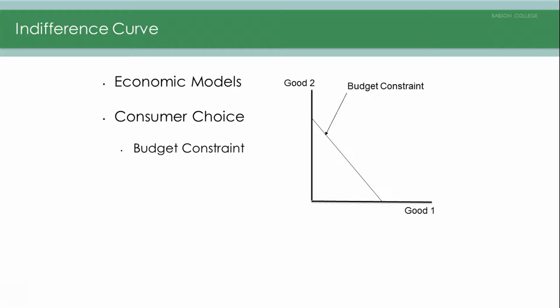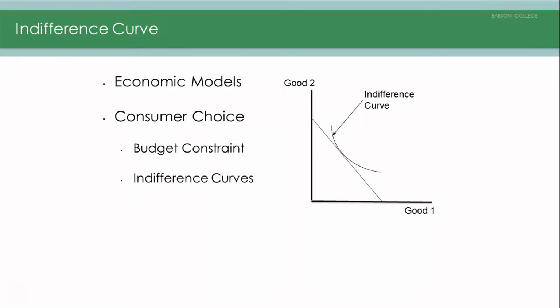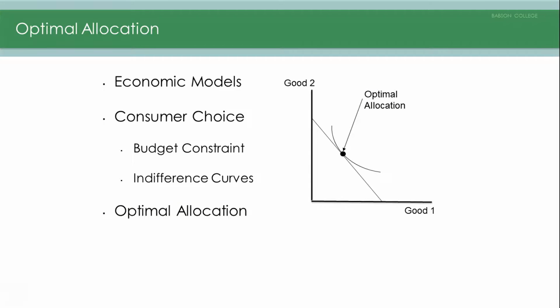In order to think about what's best, that's where we introduce the concept of an indifference curve. The indifference curve is all of the combinations of the two goods that provide the same level of total utility. And so the consumer then is indifferent between all of the combinations of the two goods on the same indifference curve. When we combine the indifference curve with the budget constraint, we can now think about that optimal combination or that optimal bundle of the two goods.